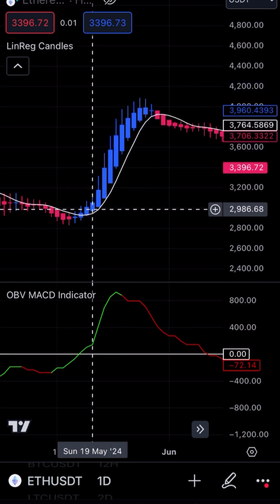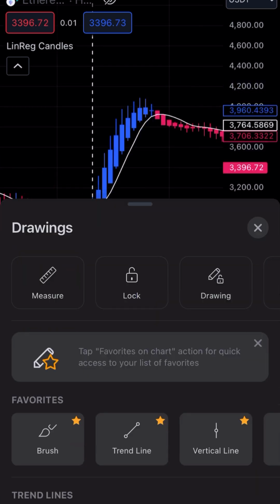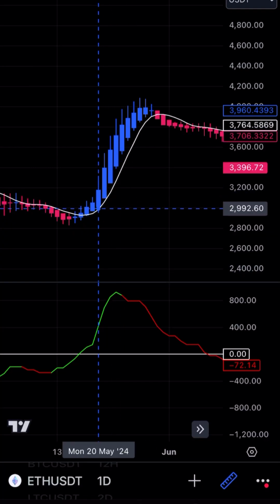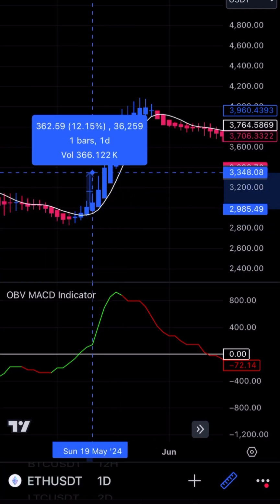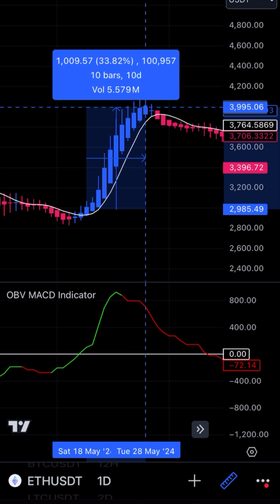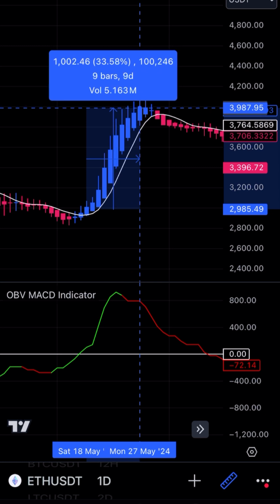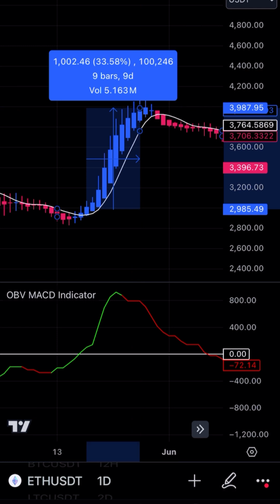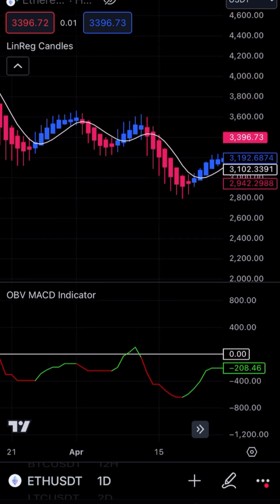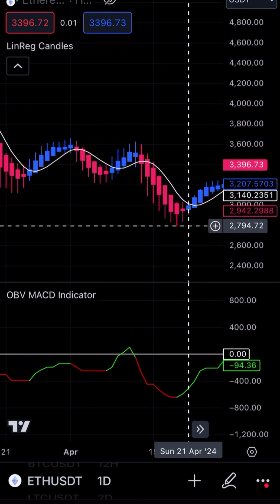So right here we see it crossing the zero line, and we see it crossing up with the linear line. So if you came in right about here, you could ride this out on the day, here to here. This resulted in about $1,000 in 9 days at a 0.01.